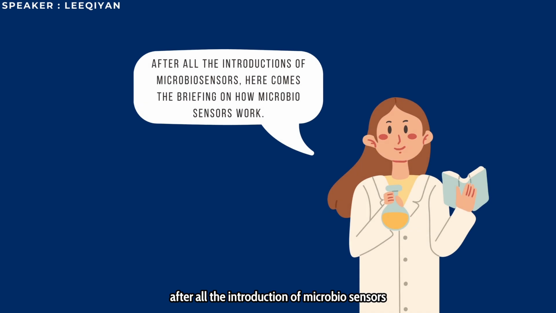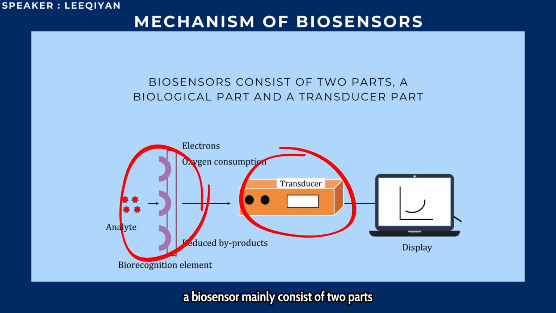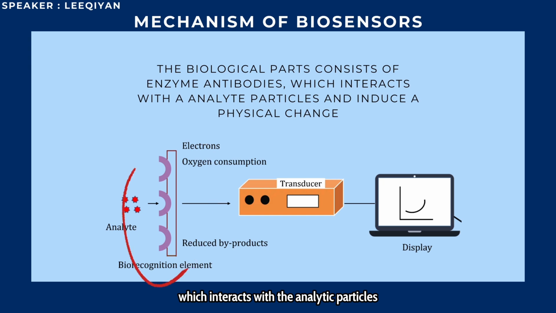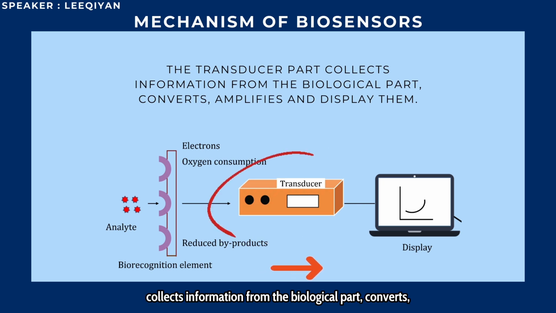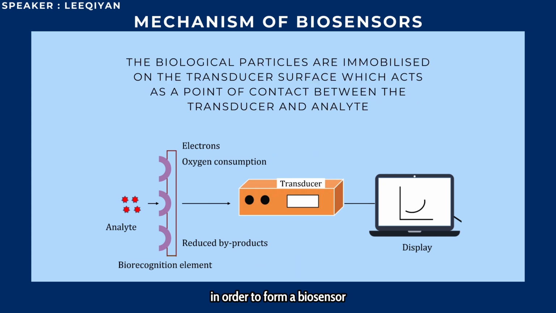After all the introduction of microbial sensors, here comes the briefing on how a microbial sensor works. A biosensor mainly consists of two parts, the biological part and the transducer part. The biological part constitutes enzymes and antibodies which interact with the analyte particles and induce a physical change in these particles. The transducer part collects information from the biological part, converts, amplifies, and displays it. In order to form a biosensor, the biological particles are immobilized on the transducer surface, which acts as a point of contact between the transducer and analyte.